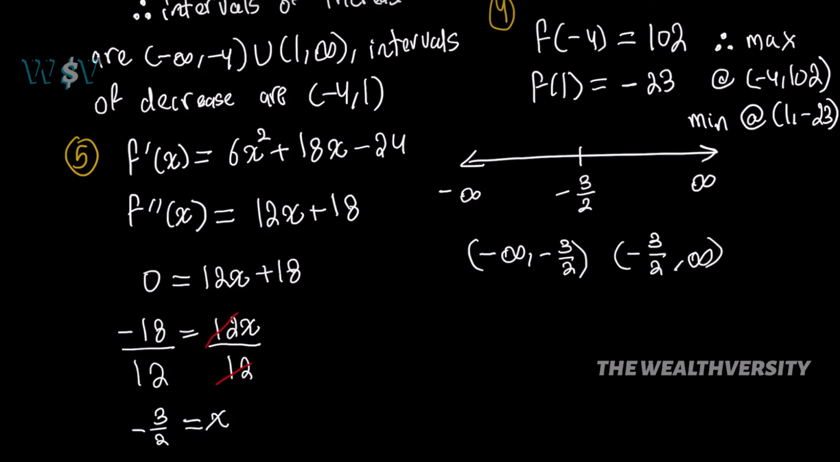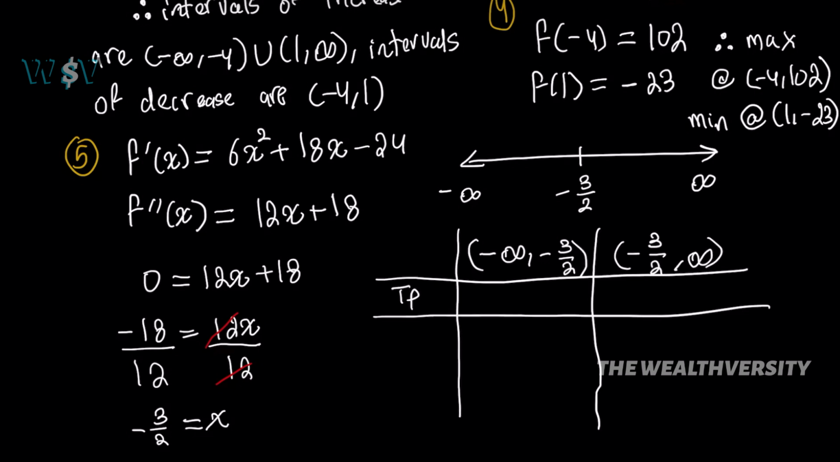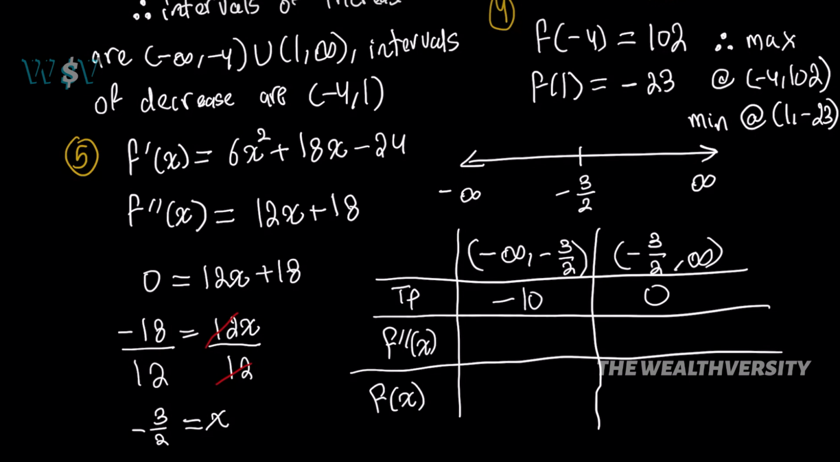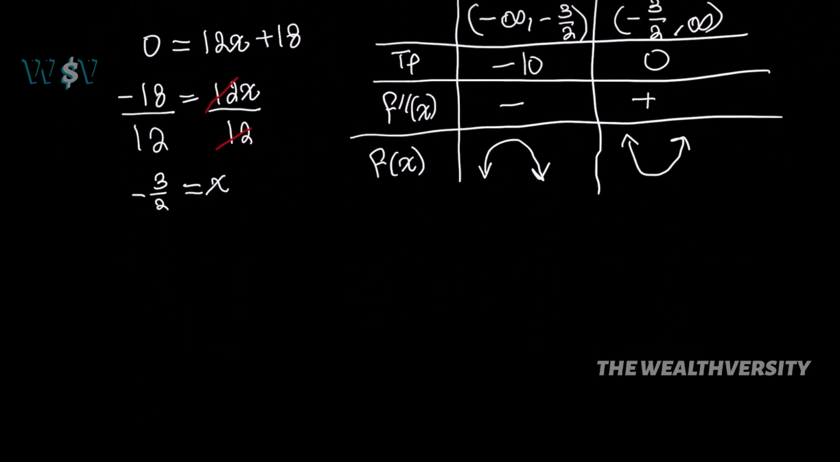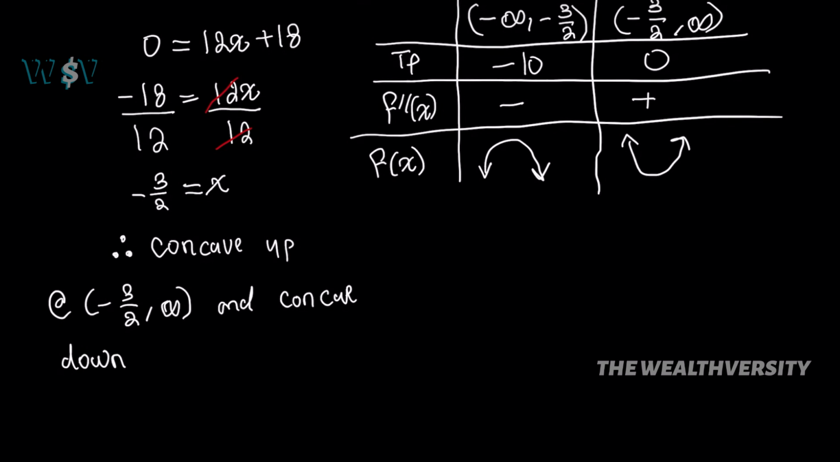The test points will be -10 and 0, and when we plug them into the second derivative, we get a negative value on the first interval and a positive value on the second interval, which means the function is concave down on the first interval and concave up on the second interval. Therefore, the function is concave up on -3/2 to infinity and concave down on negative infinity to -3/2.